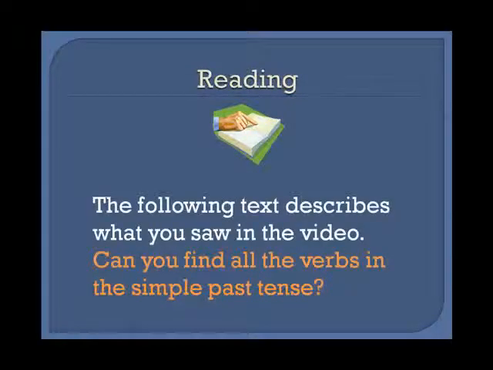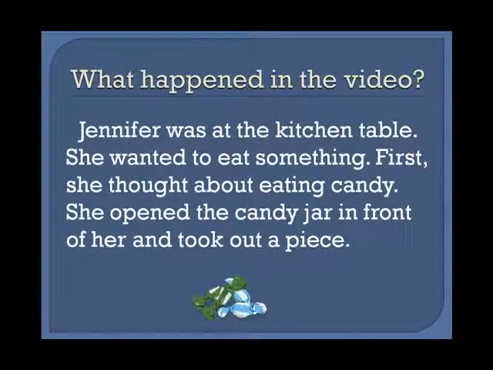Reading. The following text describes what you saw in the video. Can you find all the verbs in the simple past tense? What happened in the video? Jennifer was at the kitchen table. She wanted to eat something. First, she thought about eating candy. She opened the candy jar in front of her and took out a piece.